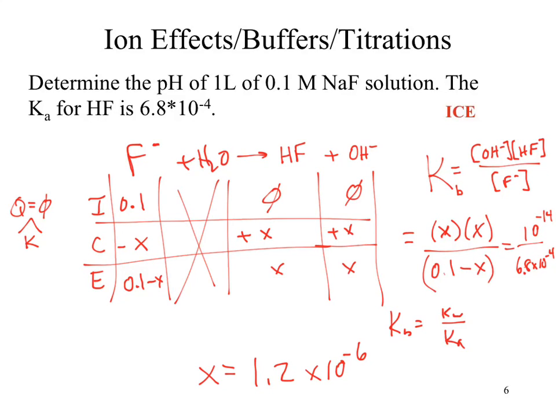So we said, for those coming in, OH minus. I would personally take the negative log of this to get the pOH, because the pOH is how we get the pH: pH is 14 minus the pOH. Okay.